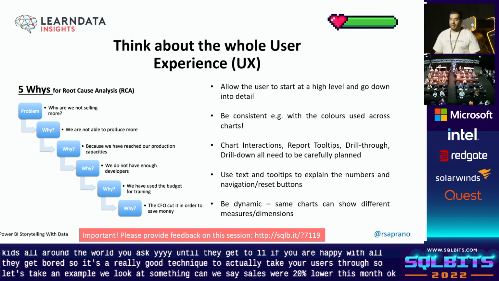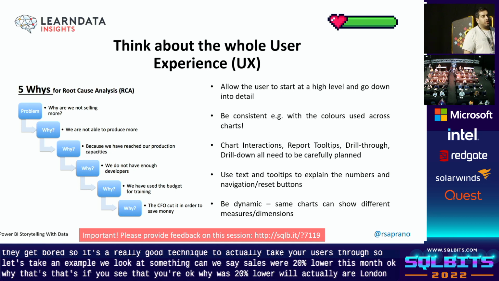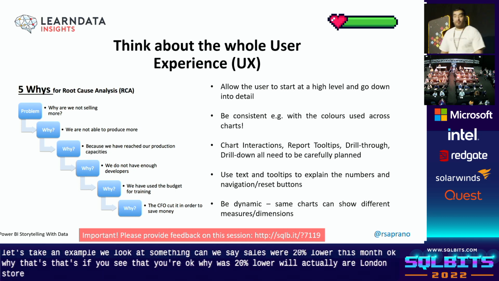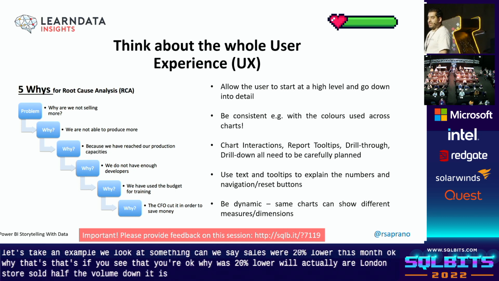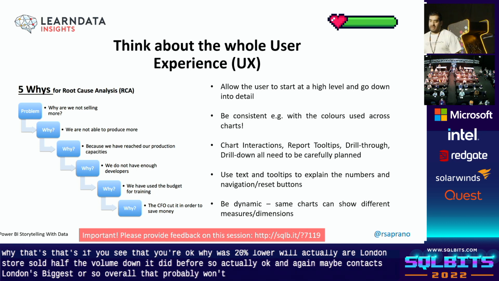Okay, why? If you see that, you'll think, okay, why were sales 20% lower? Well, actually, our London store sold half the volume that it did the month before. And maybe with context, London's our bigger store, so overall that probably would have had quite a big impact. Okay, I can see why.